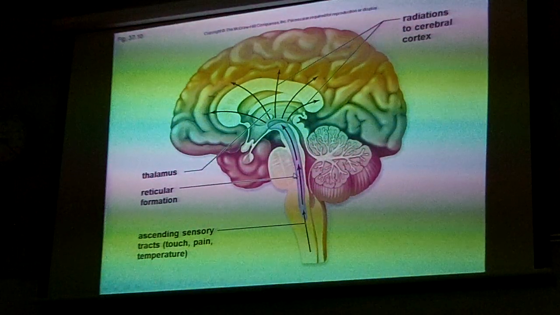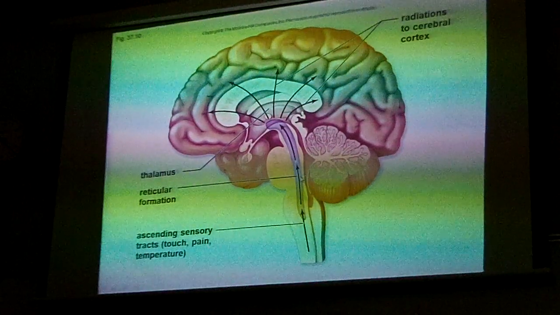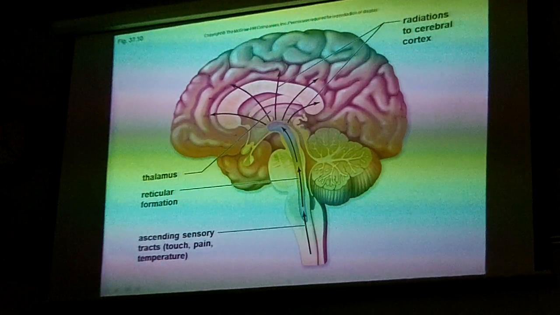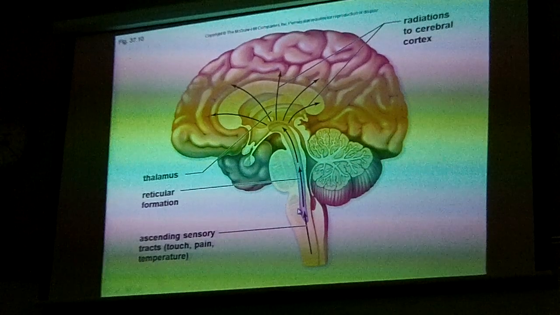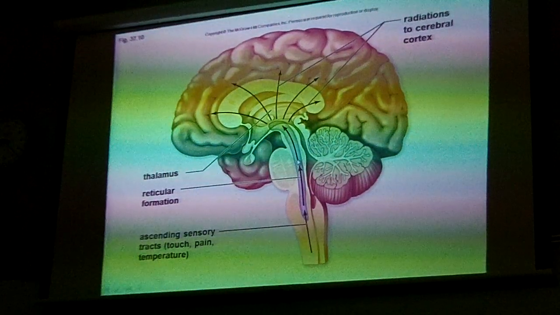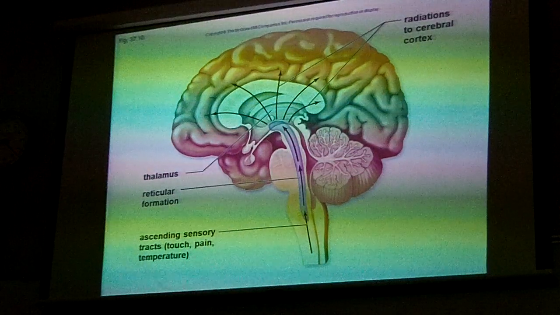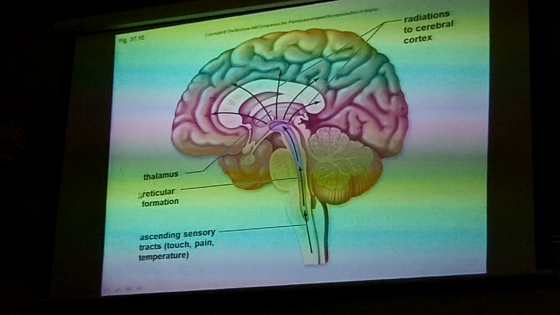This area right here in purple is called the reticular formation. That's the area that stimulates your consciousness, that activates your consciousness, right here. And if that area is damaged, you can't become conscious. That's the problem a person in a coma has. They've damaged their reticular formation.